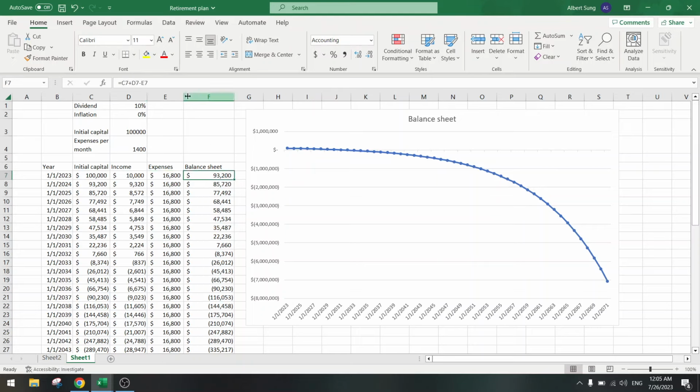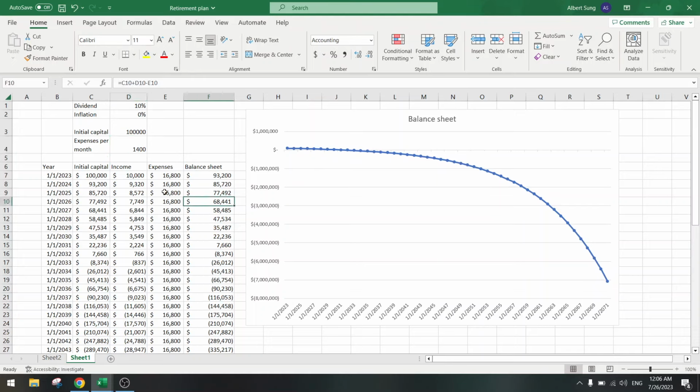And then we have the end balance sheet where you have the initial capital plus income minus expense. And then we do the same for the next year and the next year. And then we get this nice chart to the right. So as you can see, if I have a stock that pays 10% dividend and I started with $100,000 with expenses of $1,400 per month, then you can easily see that I will not survive because I will go bankrupt.